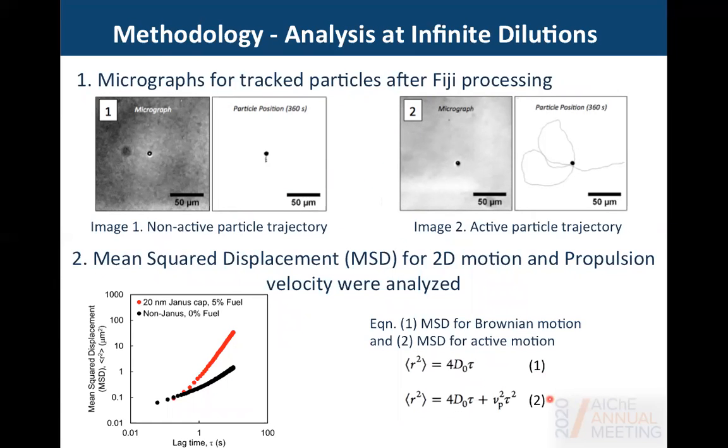The 4 in those two equations is a coefficient relating to the dimension, which in this case is 2D. The proportionality constant D naught is the diffusion coefficient, tau is lag time, and Vp is the apparent propulsion velocity.